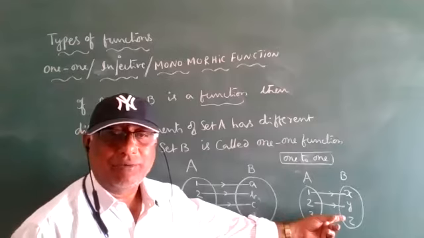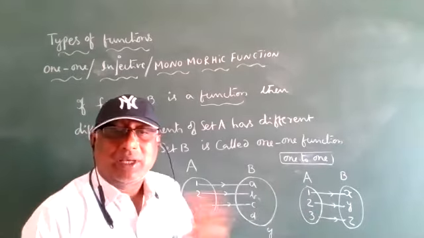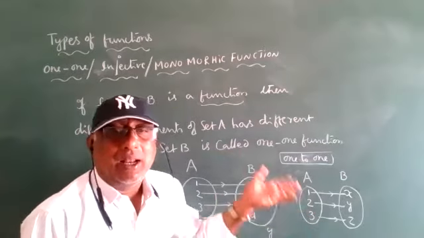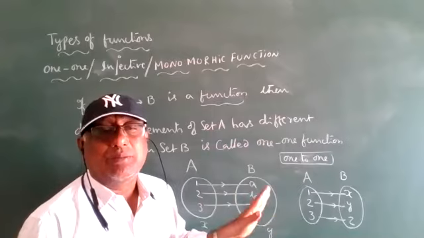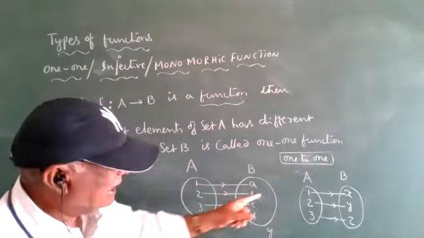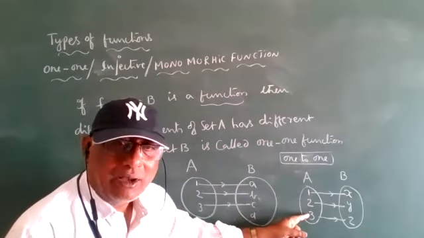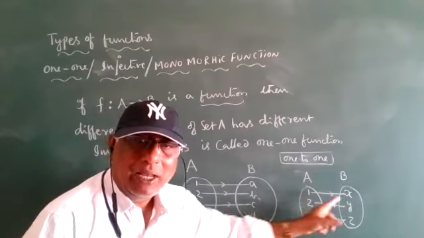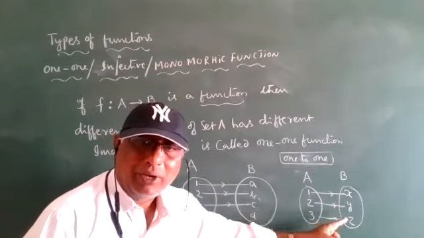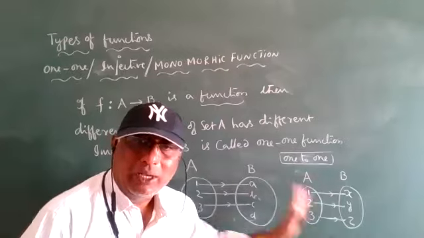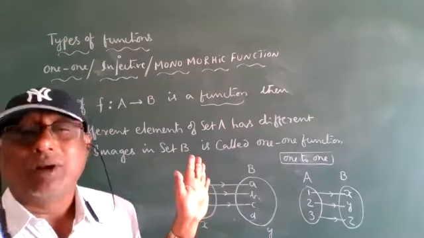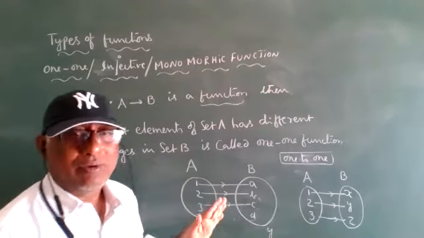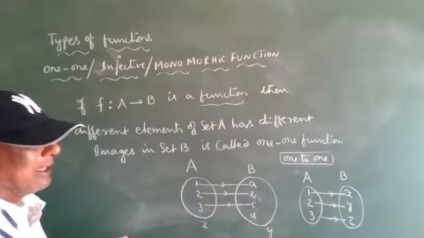No element is left out. Yes. The B set we cannot observe. Whether elements are there or not in the B set, we cannot say. So we can observe different elements of A set have different images. That means one element has one image. That's enough. It is a 1-1 function.